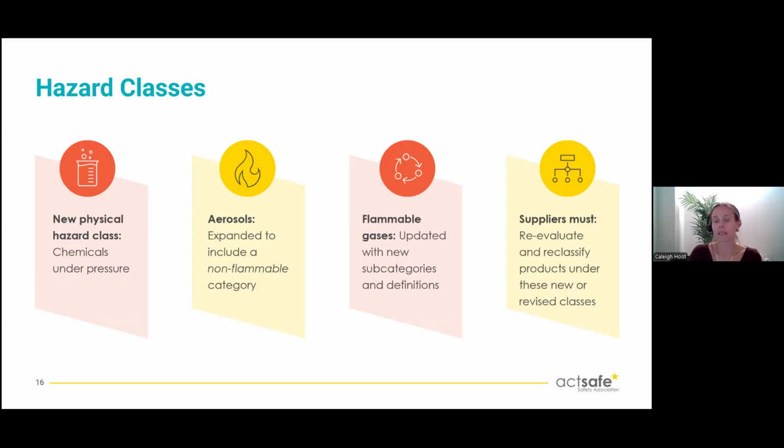So this means that suppliers will have to reevaluate and reclassify any products that fall into these new categories or classes, so that the products that we will be consuming or using will have changes. The labels will have changed, the SDSs will have changed. So we need to revisit these SDSs and see which categories these fall into.